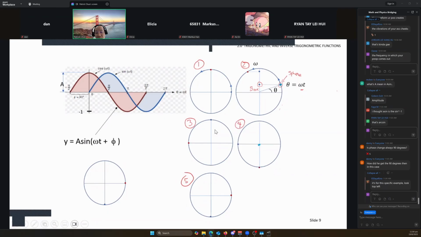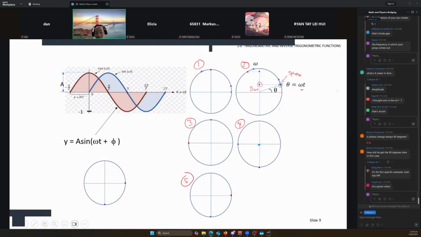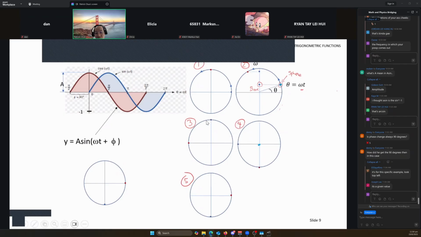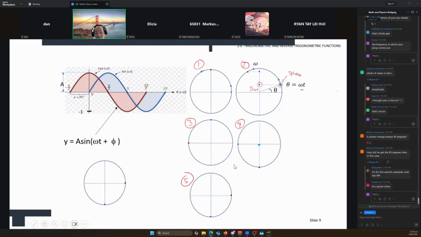In the third diagram, the blue dot moves to here and the red dot will have moved to here already. In the fourth diagram, the blue dot moved to here and the red dot correspondingly moved to here. In the fifth diagram, the red dot has moved to here already, as shown, and the blue dot moved to here.